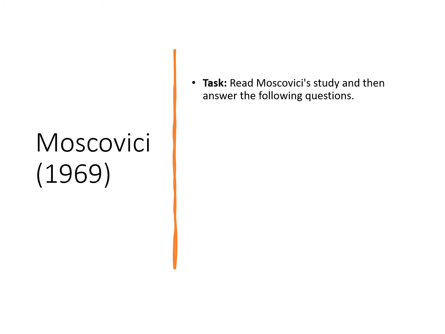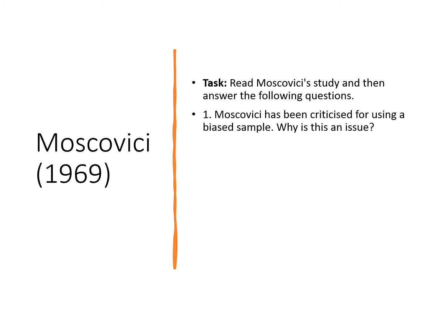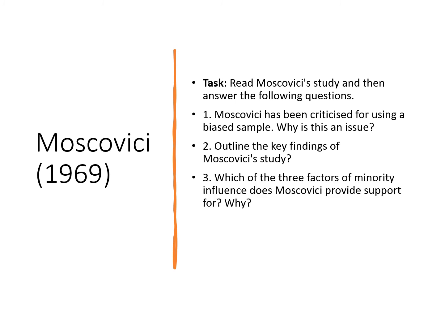I want you to read Moscovici's study in your textbooks and then answer the following four questions. 1. Moscovici has been criticised for using a biased sample. Why is this an issue? And who were his sample? 2. Outline the key findings of the Moscovici study. What did he find? 3. Which of the three factors of minority influence does Moscovici provide support for and why? And 4. Moscovici's study was a lab experiment, and what is a weakness of this?